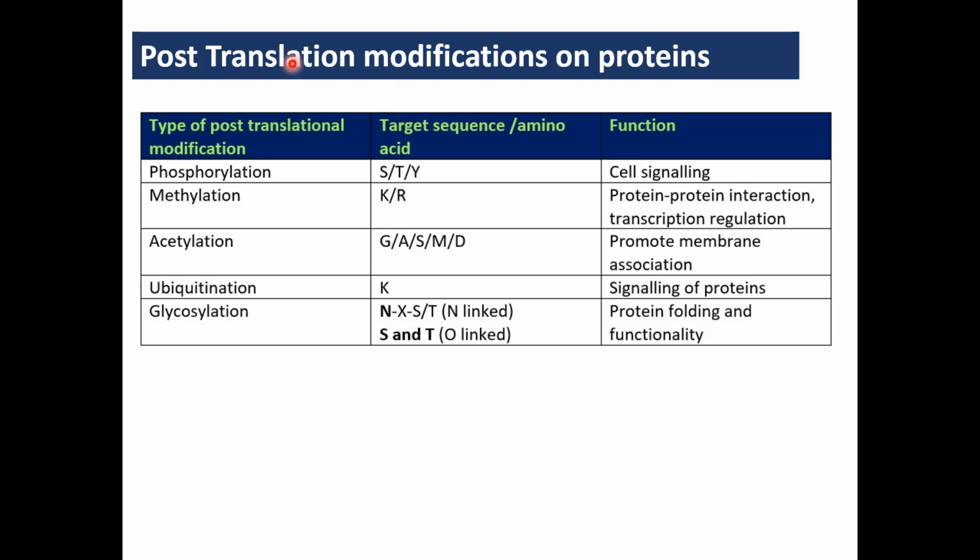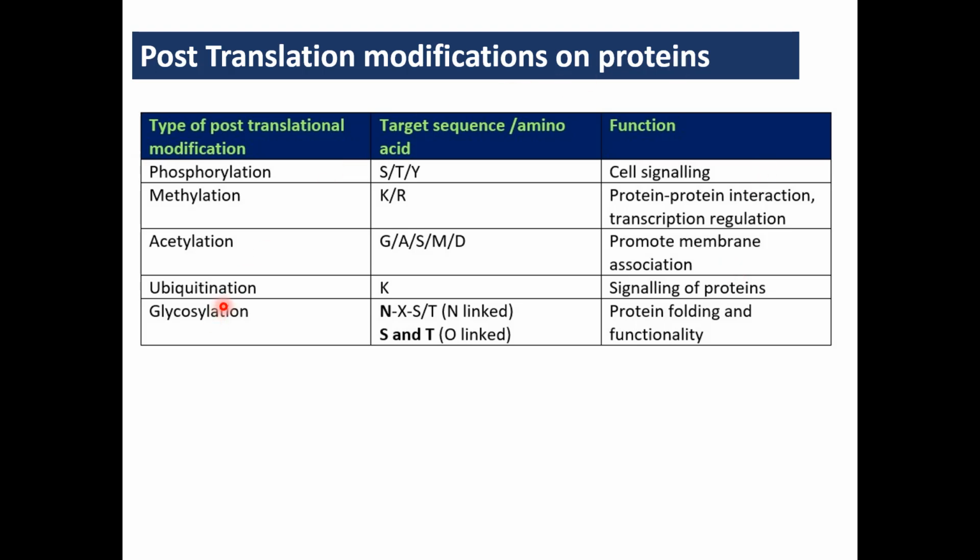The major or the most important ones are phosphorylation, which happens on serine, threonine, or tyrosine amino acids on the protein because they contain a hydroxyl group, and they function in cell signaling. Then we have methylation, which is the addition of the CH3 group or the methyl group, and which happens on the lysine or arginine amino acid on the protein. They help in transcription regulation as well as protein-protein interaction. Then we have acetylation, which can happen on glycine, alanine, serine, methionine, and aspartate. They promote membrane association.